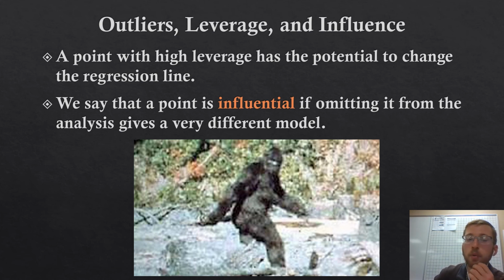So we say that a point is influential if omitting it, or taking it out of our scatter plot, gives us a very different model, okay? So if putting that point in versus taking that point out has an extreme impact on our line of best fit formula, we would say that it is influential and it has a major effect on our model overall.